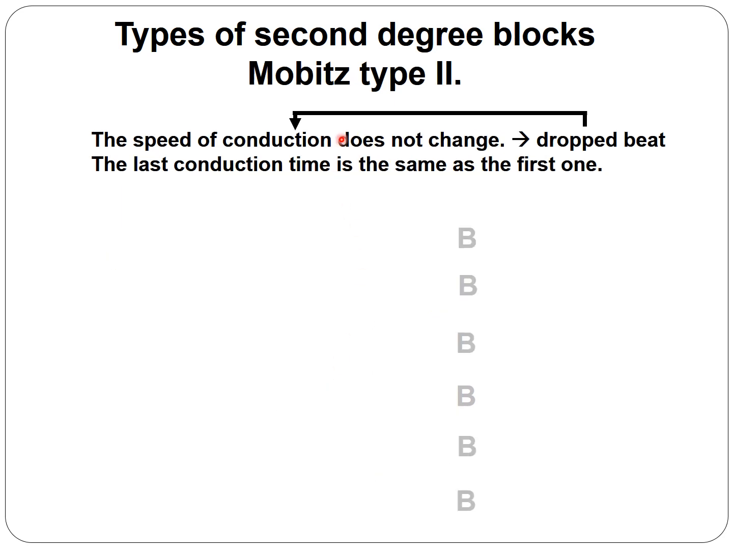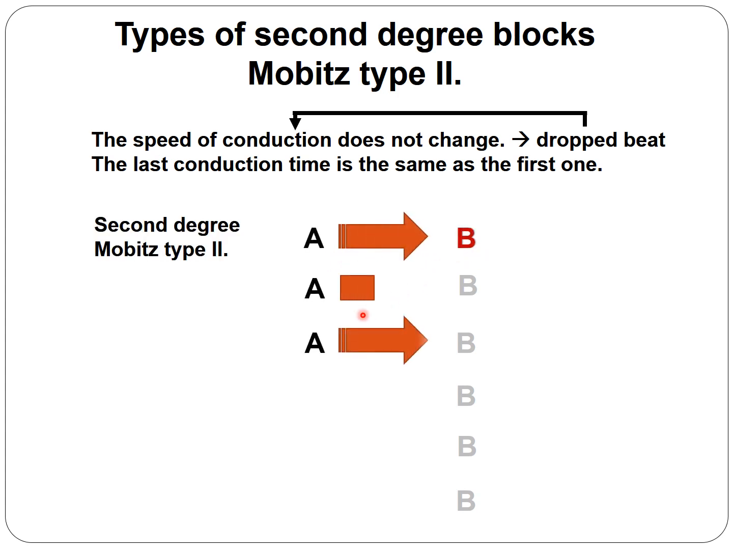Mobitz type 2, as opposed to Mobitz type 1, the speed of conduction doesn't change. Whenever the conduction is spread from A to B, the speed is the same. And after we have a dropped beat, the conduction continues again. So normally conducted, dropped, conducted, dropped, conducted.